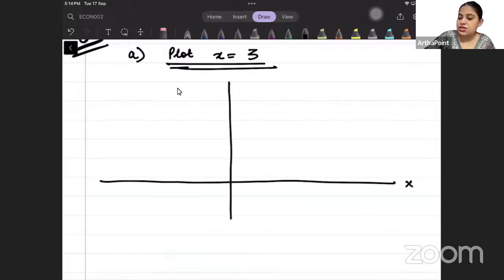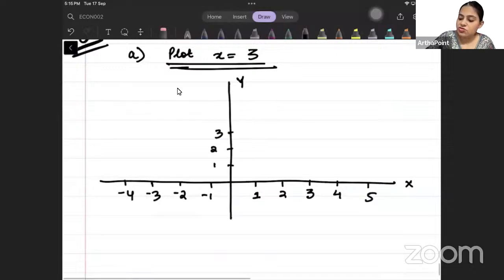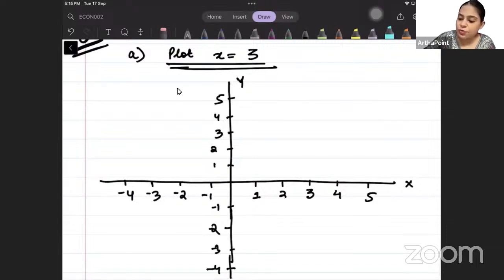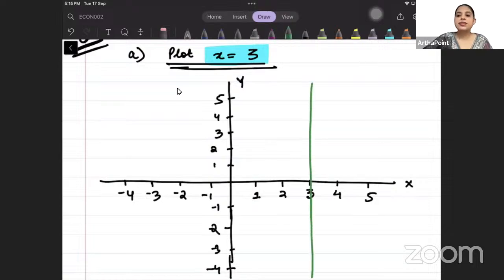तो ये x एक्सिस है, ये y एक्सिस है, and I need x equal to 3. So x is 1, यहाँ पे x 2 है, यहाँ x 3 है, 4, 5, -1, -2, -3, -4, यहाँ y 1, y 2, y 3, y 4, y 5, y -1, y -2, y -3, y -4 and so on. अब हम बोल रहे हैं plot x is equal to 3. x का value 3 है. That means there will be a line passing through x is equal to 3.